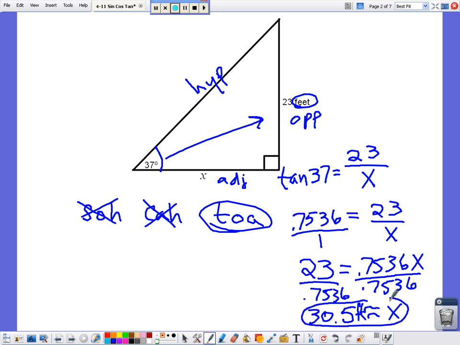Now, how did I get it? Make sure you write out SOHCAHTOA, figure out what trig function, and then make your equation, and you're off and running. So the next one, got to figure out my trig function.